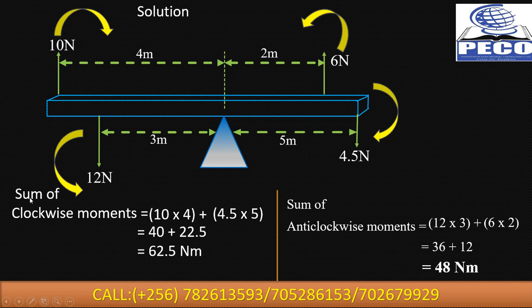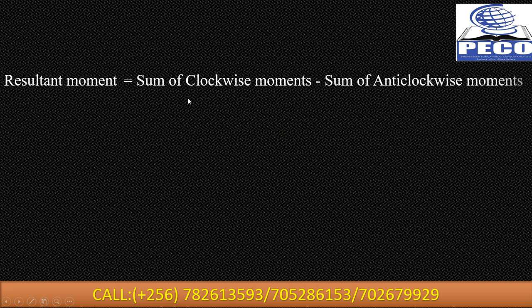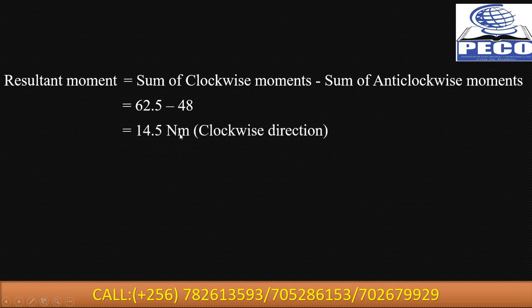Now we have the sum of clockwise moments giving us 62.5. The sum of anti-clockwise moments is 48. Now which moment is greater than the other? You can see that the clockwise moment is greater than the anti-clockwise moment. So the resultant is the sum of the clockwise minus the sum of the anti-clockwise moments, giving us 62.5 minus 48, and we get 14.5 Newton meter.